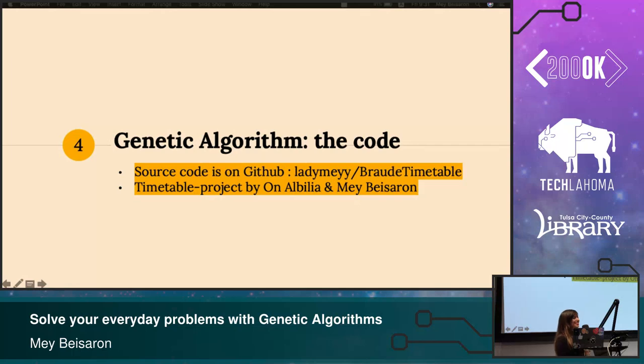So, genetic algorithm, if you want to go check out the code, it's actually written in C#. I did it with another good friend of mine, so it's out there. We used a great API, and the link to the API is at the end of this presentation. I forgot to put it here, but you'll see it in the last slide.